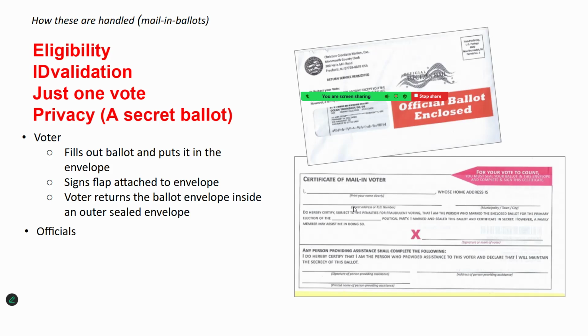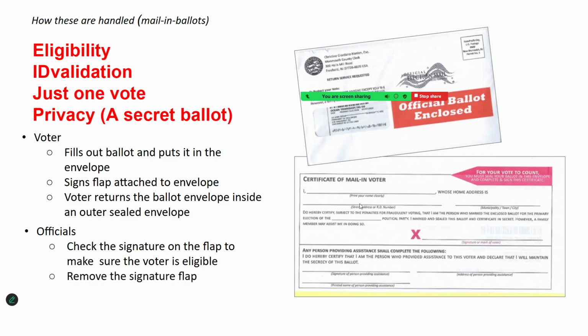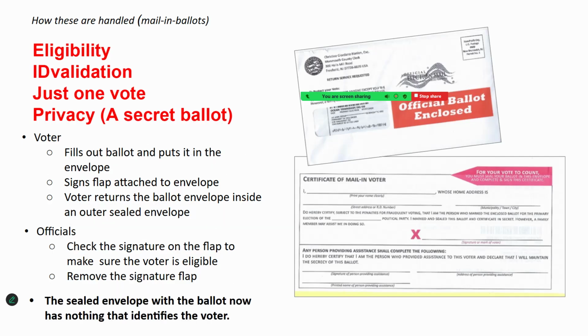When the ballot is received by the County Board of Elections, they open that outer envelope and take out the envelope that has the flap still attached. They then check your eligibility using the signature on that flap and make sure that you have only voted once. They then detach the flap to make sure there's no connection between your name and the ballot with your votes. And finally, they count the vote.